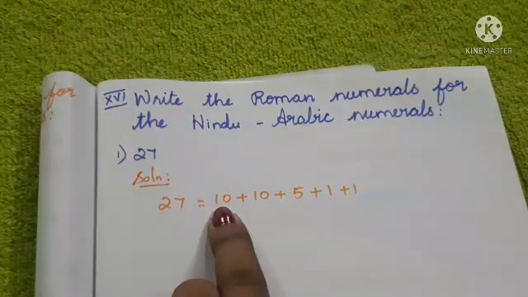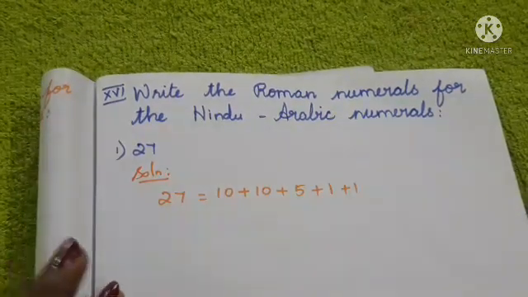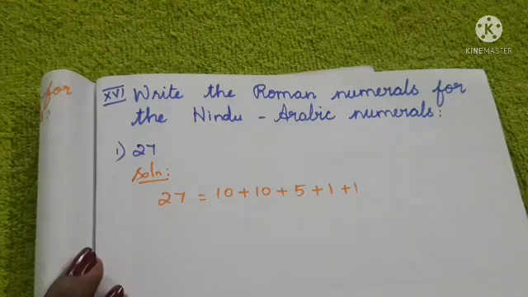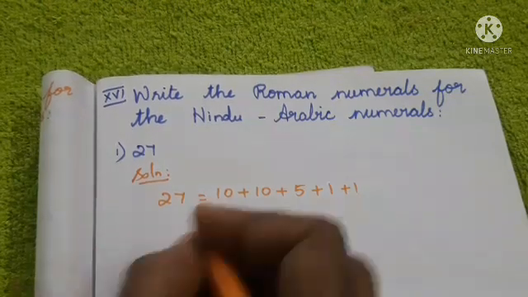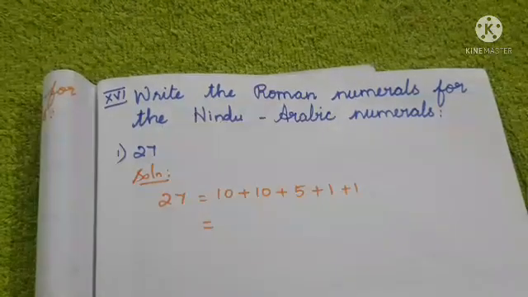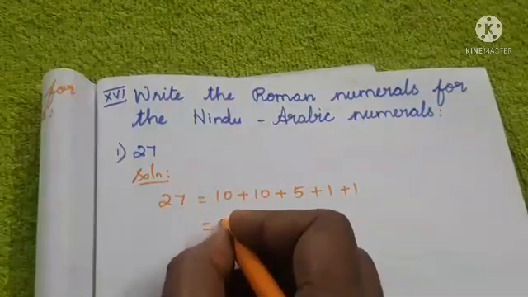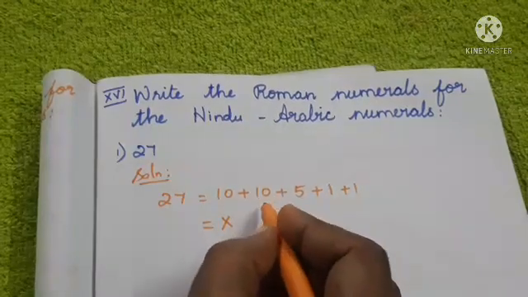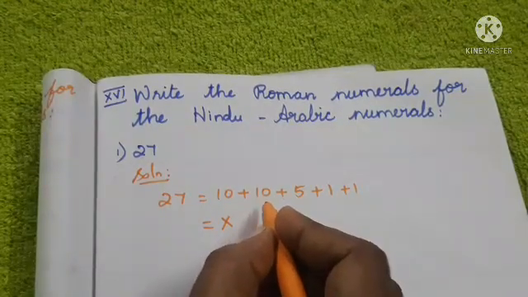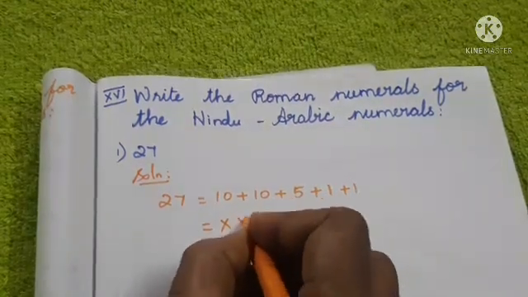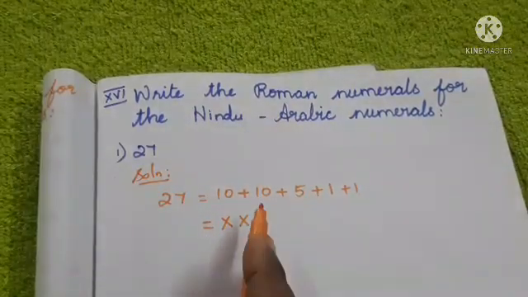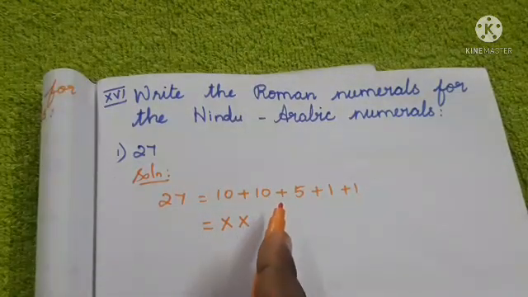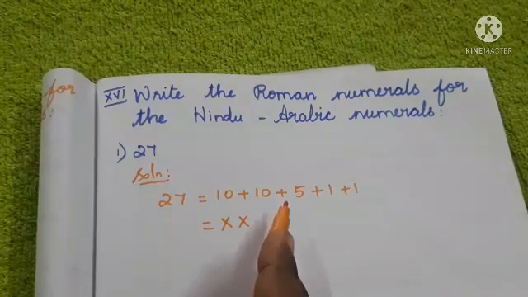So what is the Roman numeral for 10? How can we write 10 in the Roman numeral? First we write equal to. So 10 we can write as X, isn't it? Then don't write the plus. The next value is 10, so again we write X. The Roman numeral for 10 is X. Then avoid the plus. Don't write the plus.